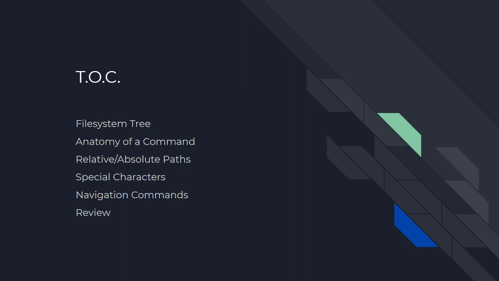In more detail, what we're going to cover is the file system tree. That is how the Linux file system is organized in a tree-like fashion. We're going to cover the anatomy of a command. When we're talking about the file system, we'll be talking about relative and absolute paths. We'll talk about some special characters that stand in for different special paths that exist. And specifically, the kinds of commands we're going to cover in this video are the navigation commands, commands for navigating the file system.